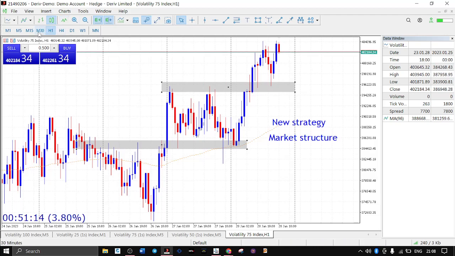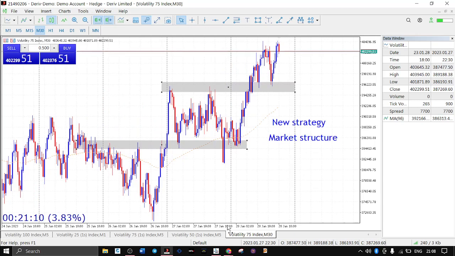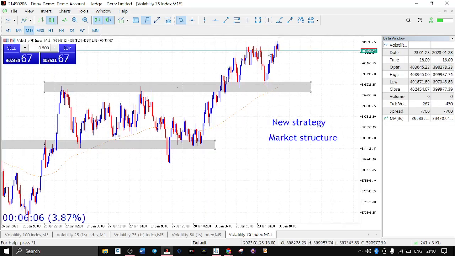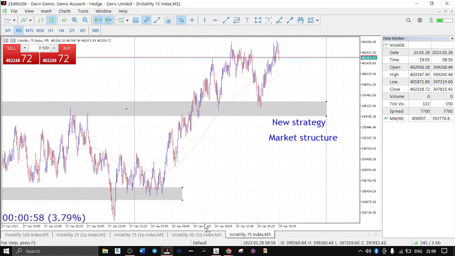Still, I'll go down to the 30 minutes. Yes, my bias is still buy. I'll go to 15. My bias is still buy. Are you seeing now how candles are being replicated very well? Then when I go to 5 minutes, I'm still seeing the bias of buy.